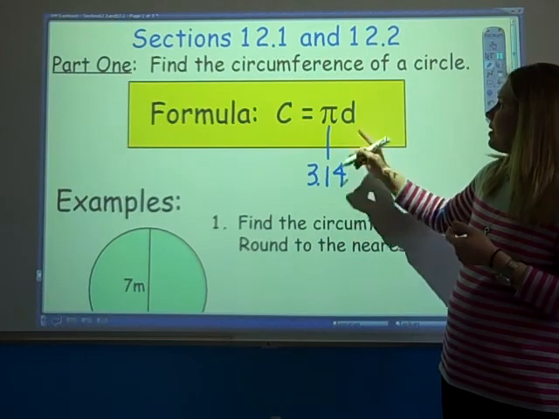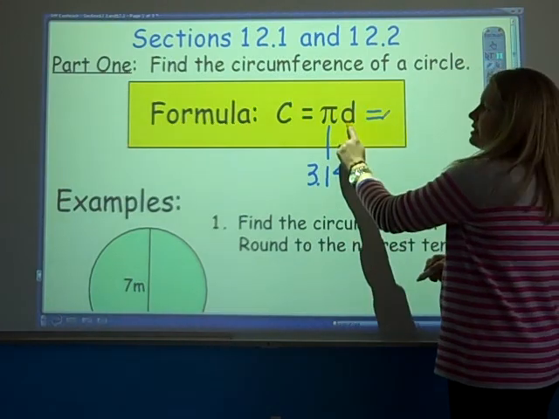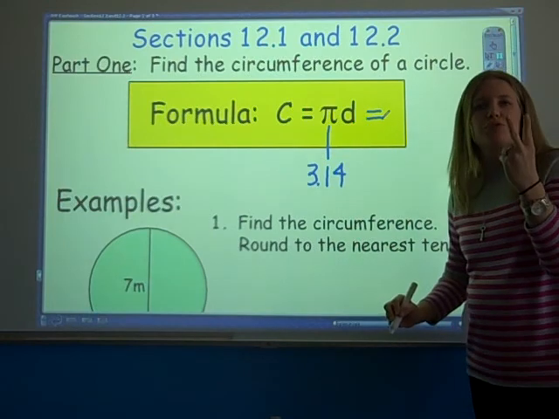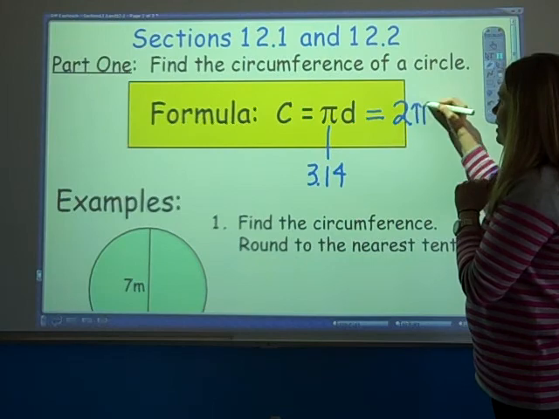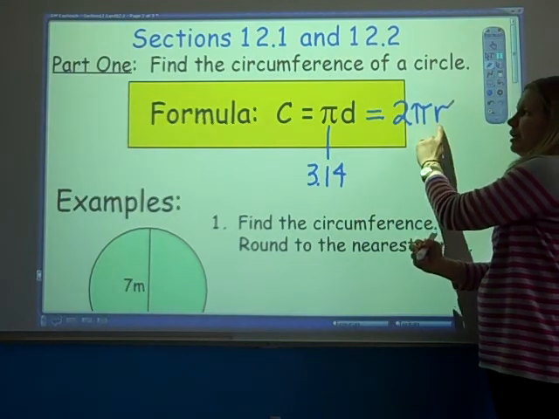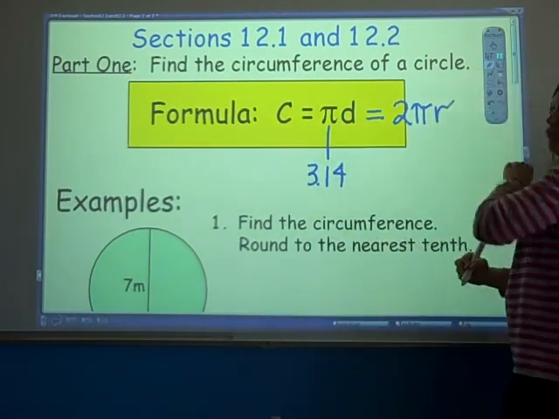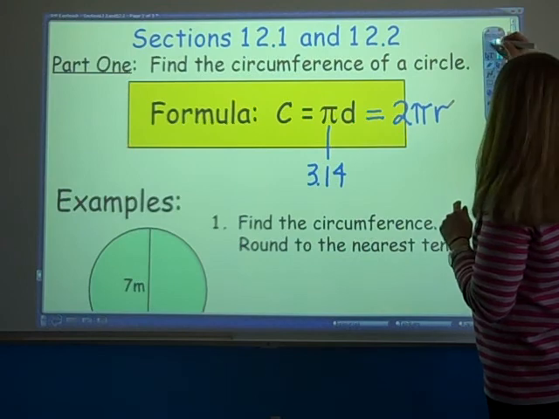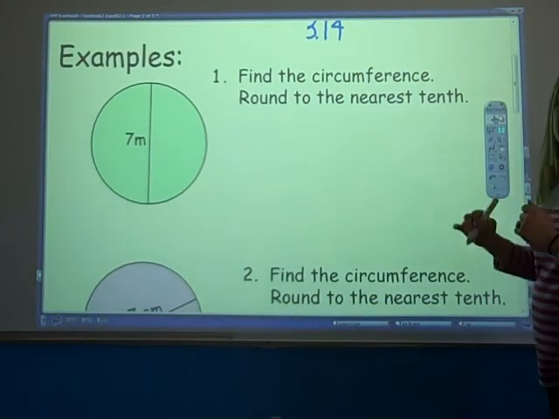D is diameter. The other formula you can use is, well, we know that the diameter is the same thing as 2 radiuses. So you could do 2 times pi times the radius, because 2 radiuses, 2 times r, are the same thing as your diameter. So all of this is the same formula for circumference. Let's do some problems. I'm going to go grab a calculator.